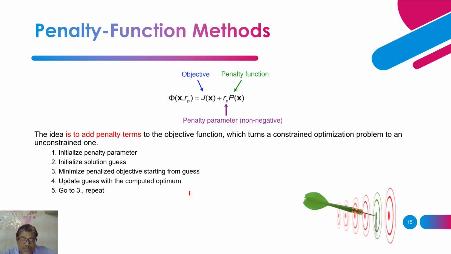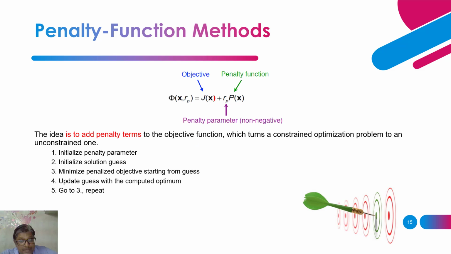And now what is the procedure? Now we initialize the penalty parameter, r_p, and the initial solution guess. Then minimize the penalized objective function, so the overall function has to be minimized starting from the guess. Then update the guess with the computed optimum, and if it has converged, you just stop. Otherwise, you go to step number 3 and repeat the process. This is the overall process.